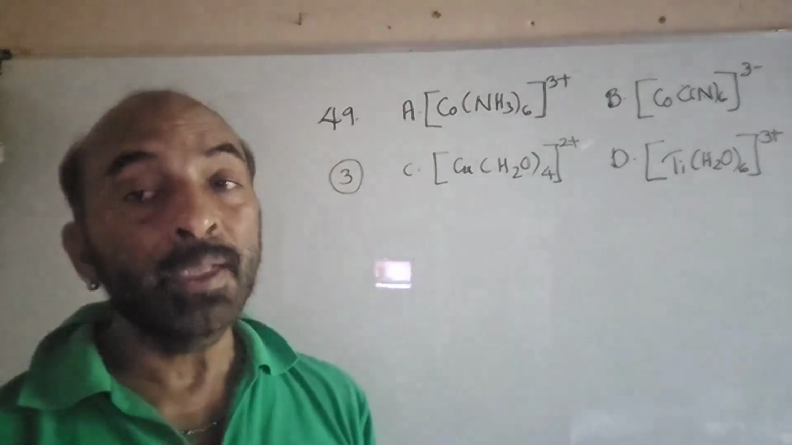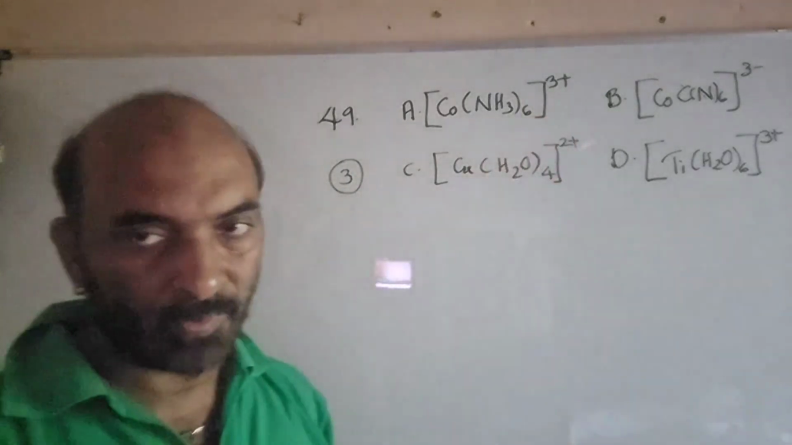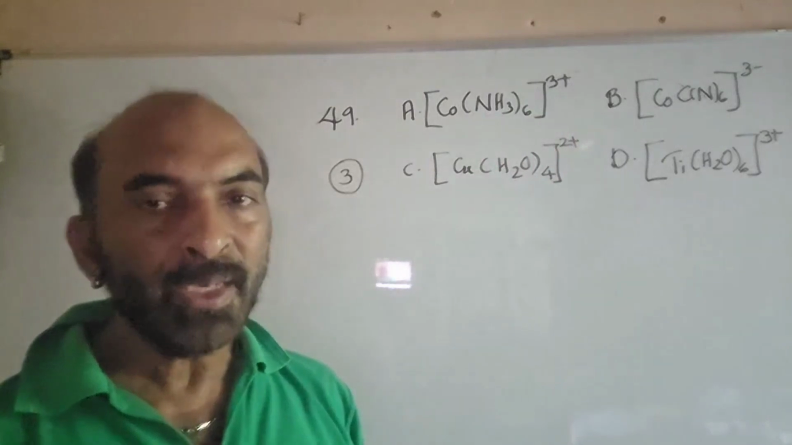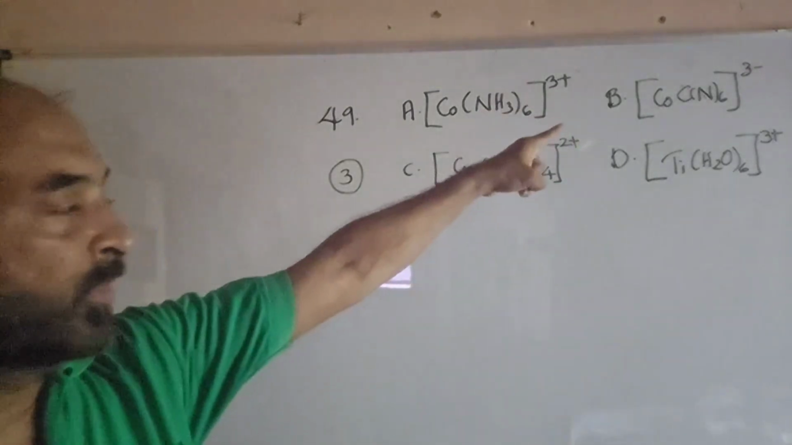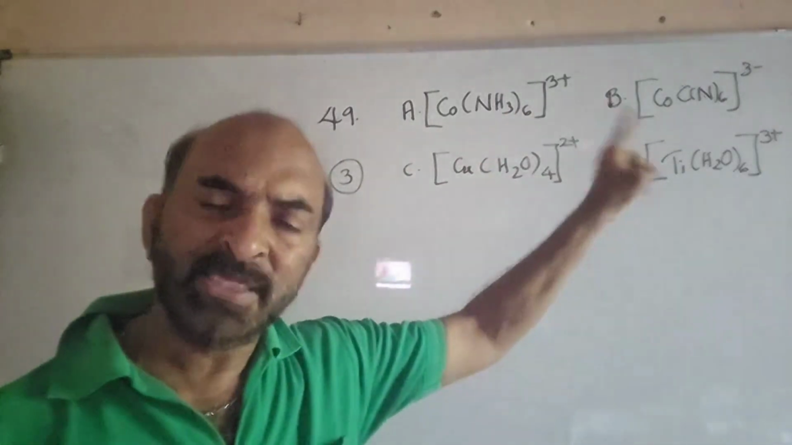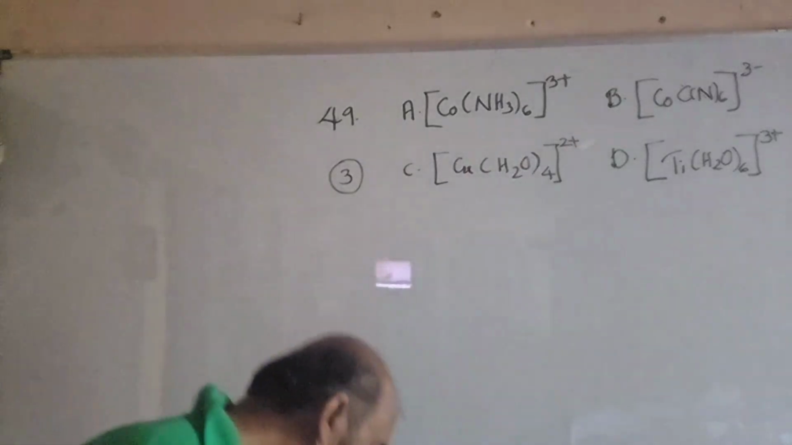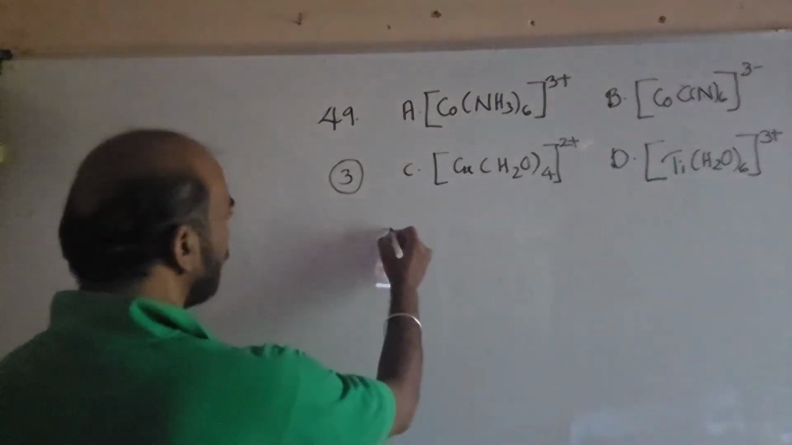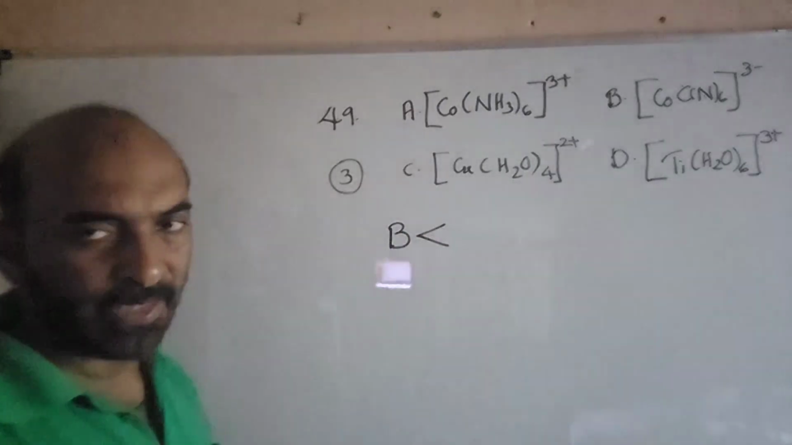Now the ligand. See, the strongest ligand here is the cyanide ion. Greater the strength of the ligand, more will be the frequency absorbed. In that case, we can say that Co(CN)6 3- will be absorbing the radiation of the highest frequency, and so will be positioned first in the list. So our supposed answer will be starting with B, less than.